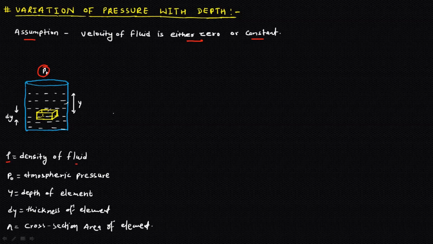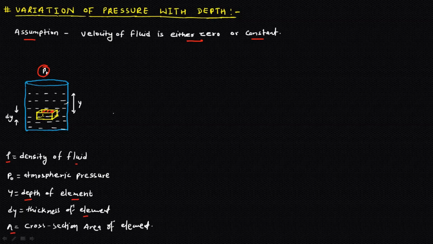Here I want to calculate the variation of pressure with depth. So I am taking a very small element of the fluid, and the depth of this element is y. The thickness of this element is dy, and the cross-section area is A. Now we are going to derive the formula for the variation of pressure.